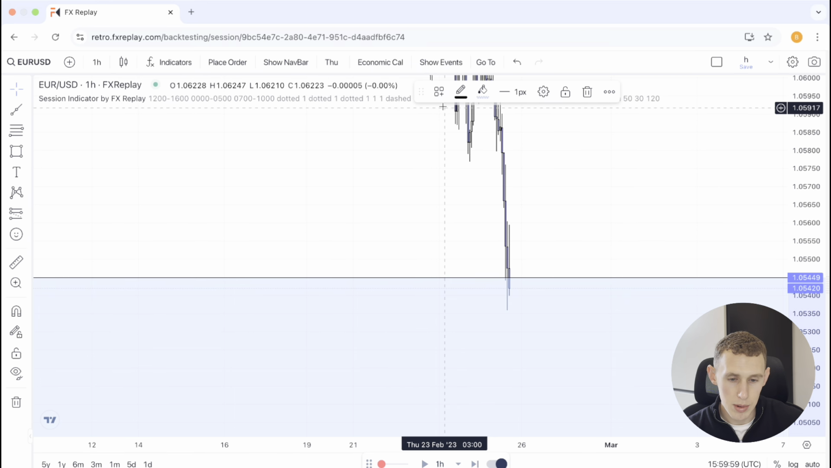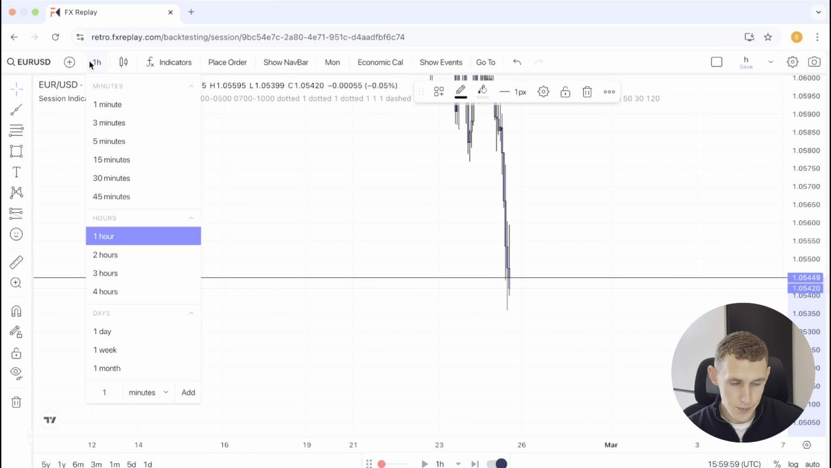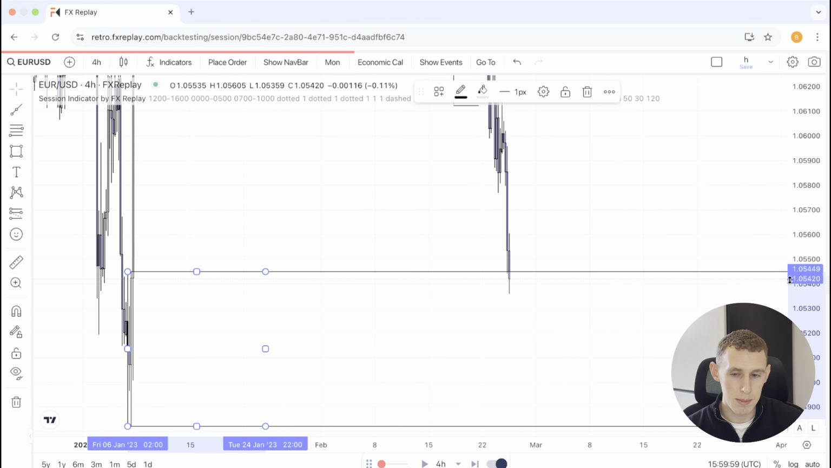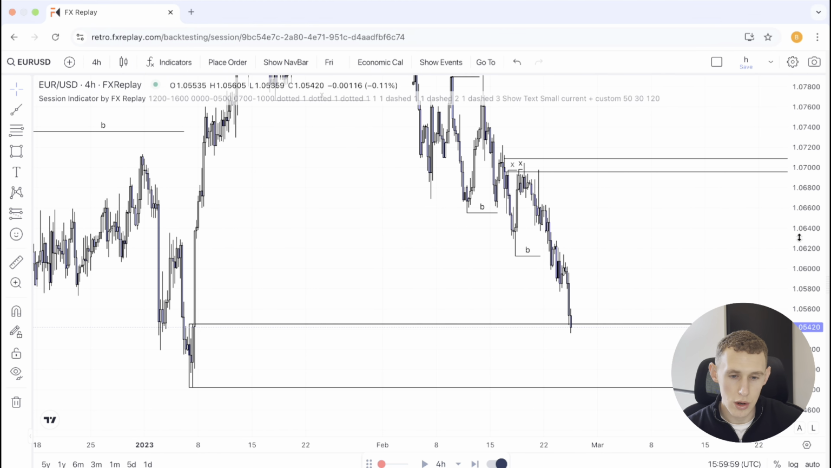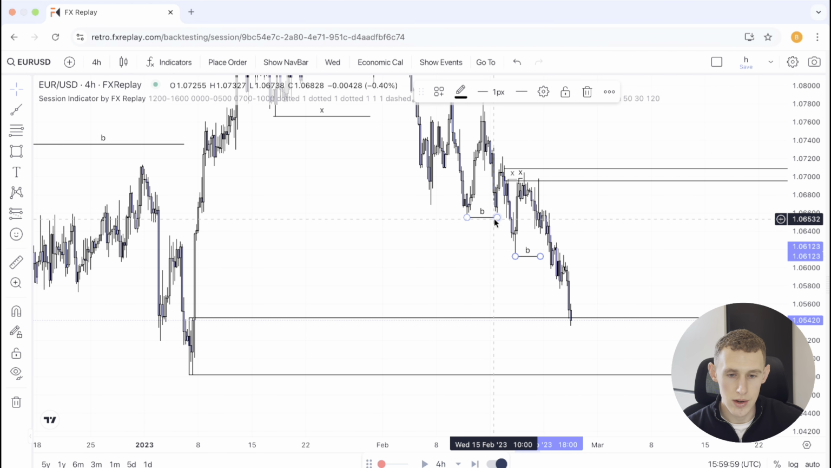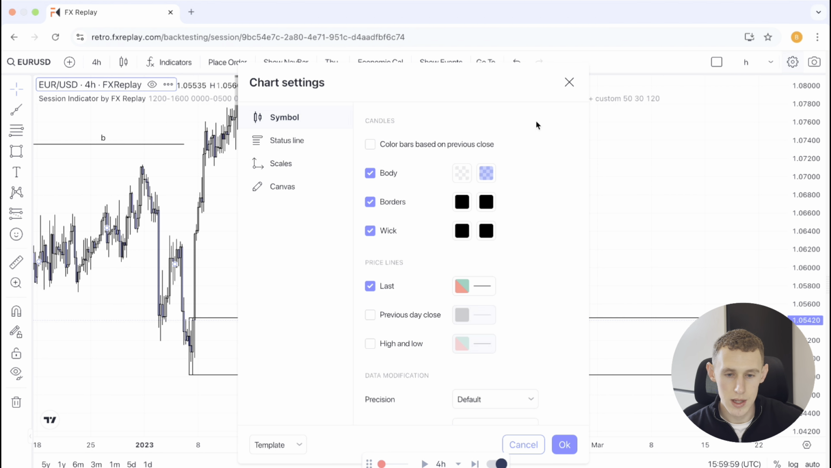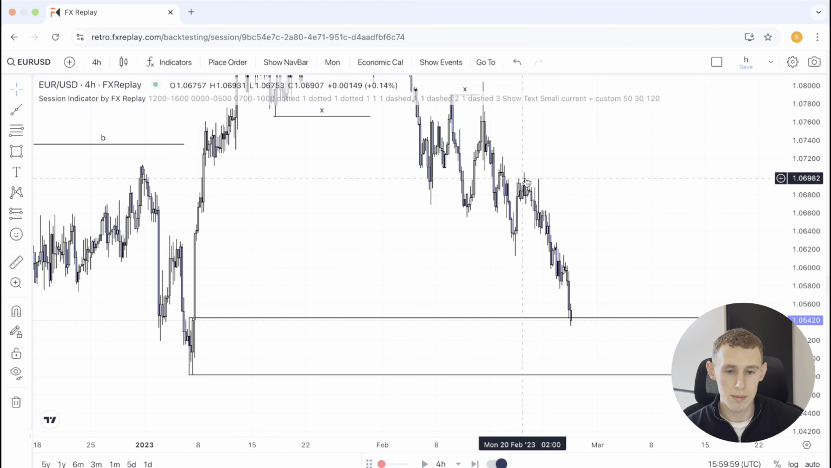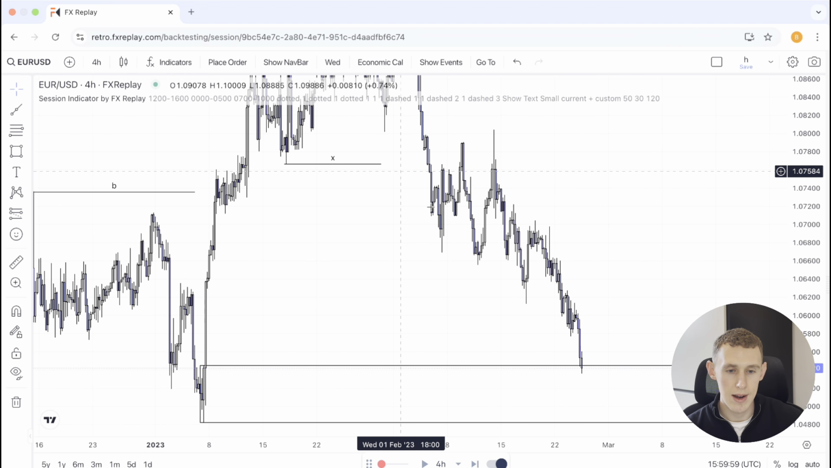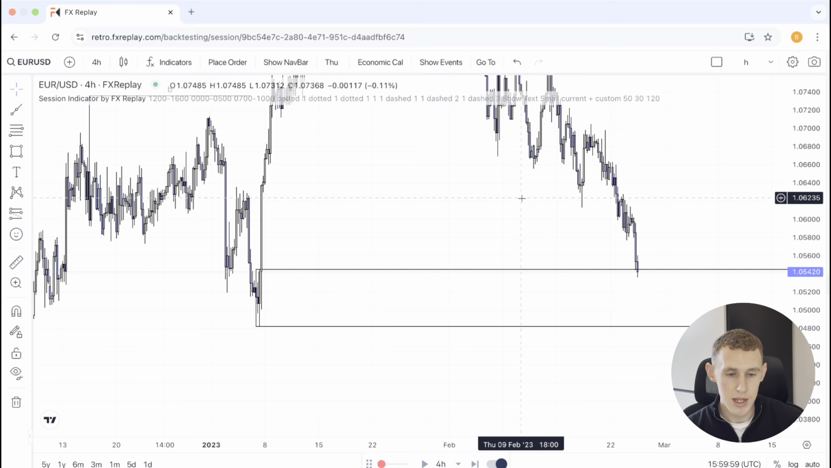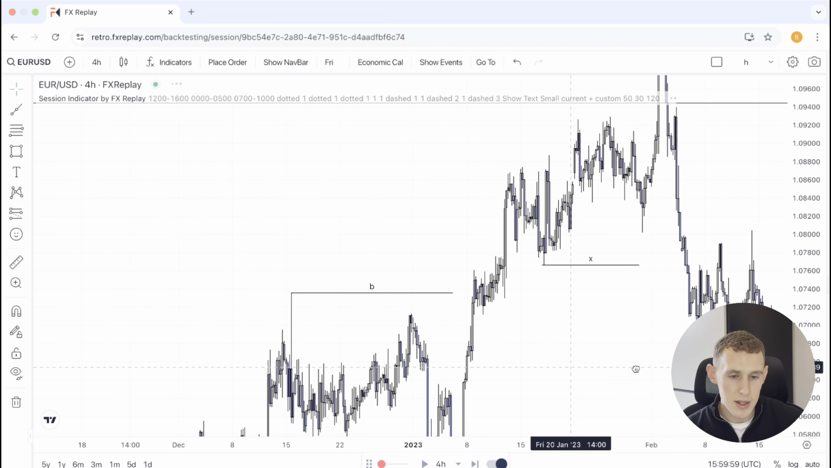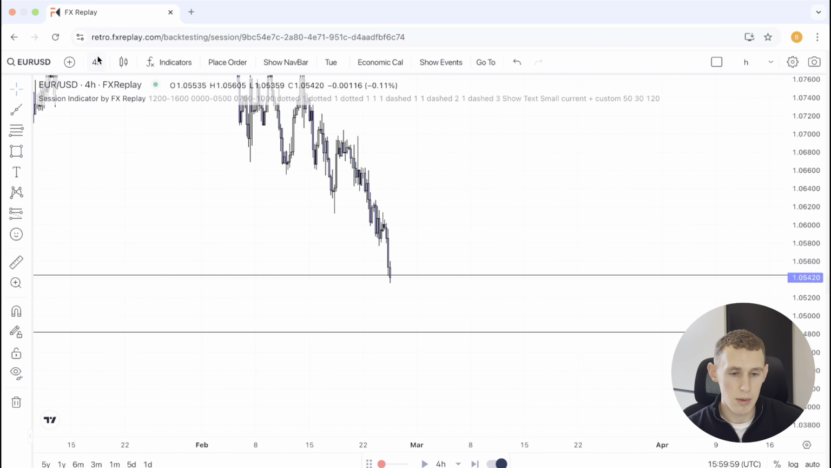And yeah, there we go. So price is now in that 4-hour demand. This is where we expect a potential reversal. So I'm no longer really interested in trying to get in on any more sells for the time being, unless obviously price breaks this area and then shows clear intent to the downside. But yeah, I think it's very likely you see some sort of reaction within this area.